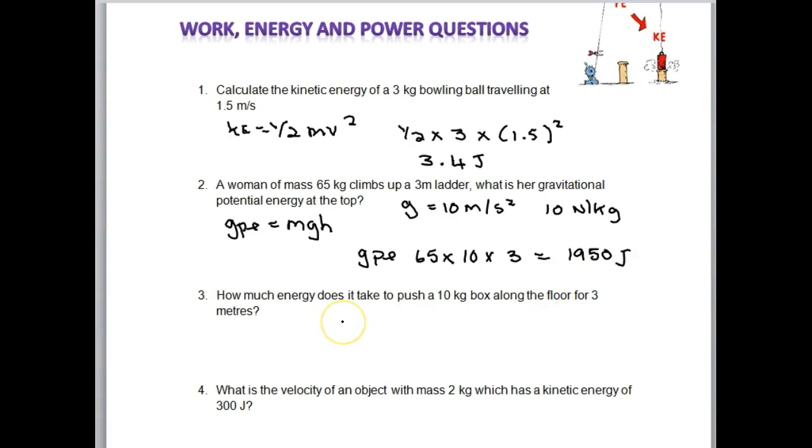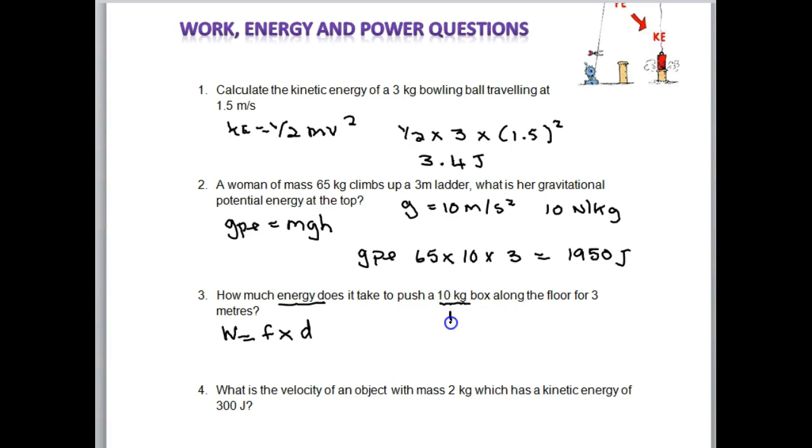The third one requires you to remember that work done is equal to energy transferred. So if you can't see a way of finding the energy, that's a useful definition to remember: the work done is equal to energy transferred, and we know that the equation for work done is the force times the distance. The thing that may trick some people up here is the fact that we're given the mass, and remember the mass is not the force.